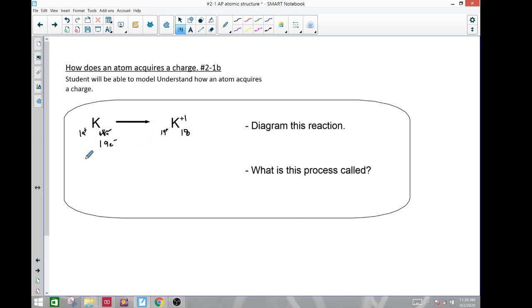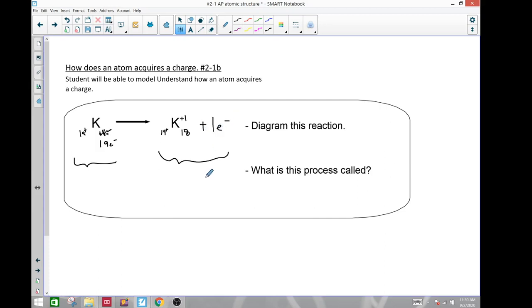So now what happened here? Now remember, this chemical reaction is just a snapshot before and a snapshot after. And everything that is here before must be here afterwards. So where did the one electron go? This side has 19, this side should have 19. So I'm going to put that right here.